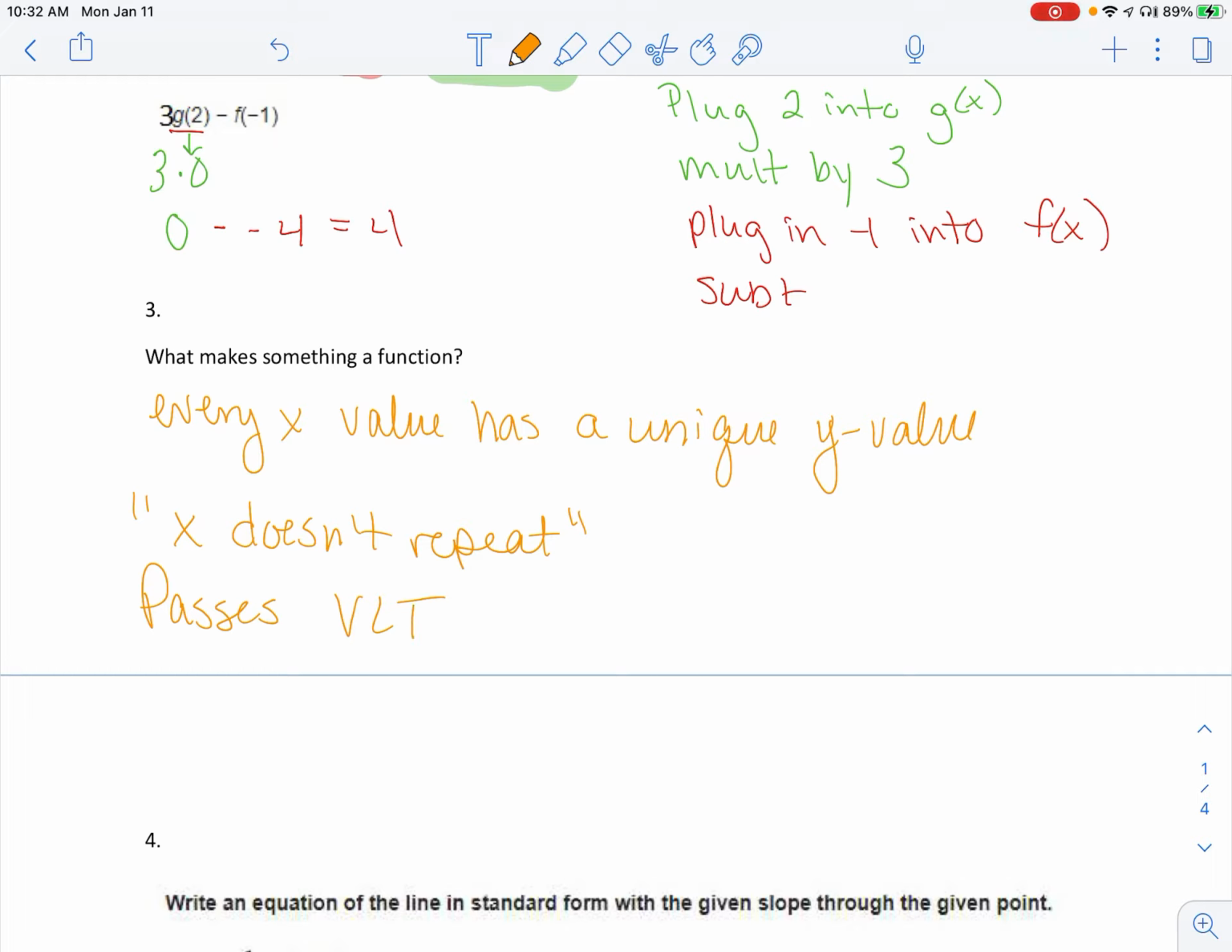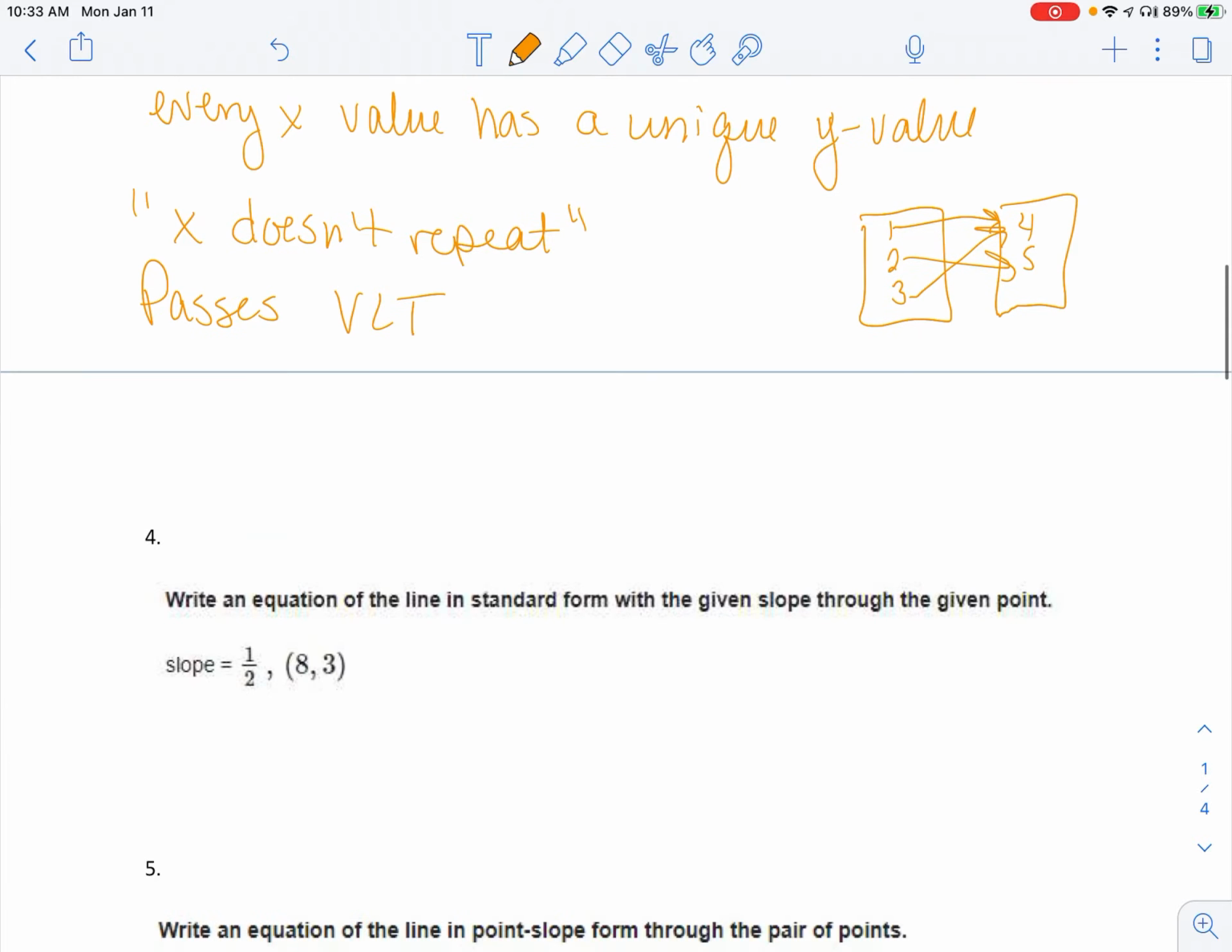If you're not sure what that means, please take a look at chapter 2 and look at what makes something a function. But every x has a unique y value, meaning if you had 1, 2, and 3, and over here you had 4, 5, 1 can go to 4, 2 can go to 5, and 3 can go to 4, that's fine. But if 1 also points to 5, that's not good. Every x has to have a unique y value, like 1 can't be paired with 2 y values.